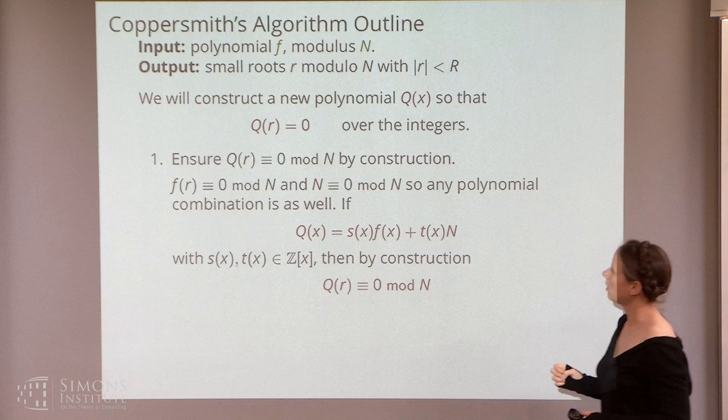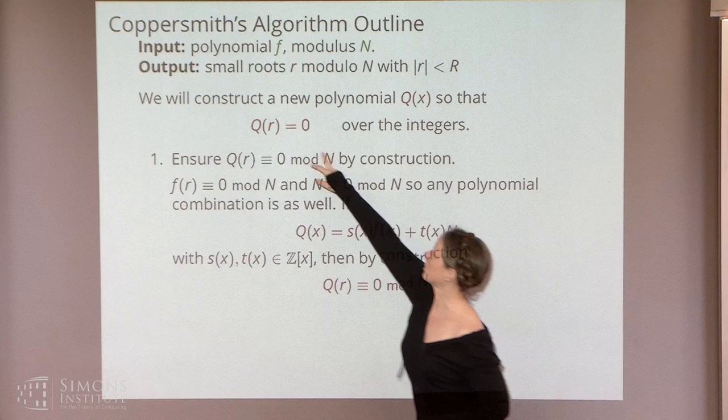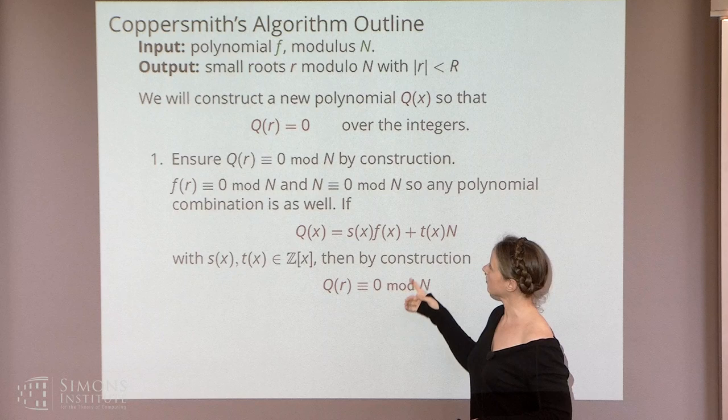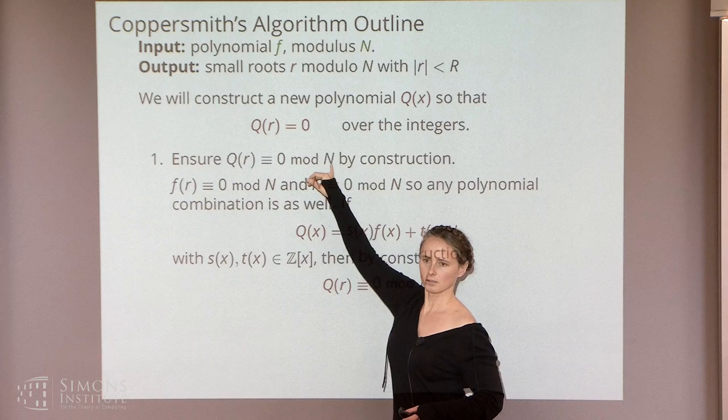One is, how do we ensure this? First, we can ensure that any polynomial constructed by the algorithm, if we evaluate it at our root solution here, is 0 mod n. And we do that by construction, by constructing it from essentially our inputs.